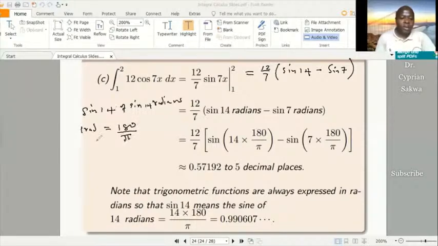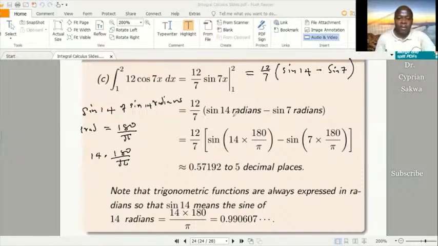So when I talk of 14 radians, I mean 14 times 180 out of pi. Because this is 1 radian, 14 radians is 14 times that. So if I were to put this constant, this is what I would have. But I read it as sine of 14 radians minus sine of 7 radians. And that's what I got here: 12 out of 2, out of 7, into sine of 14 radians minus sine of 7 radians.